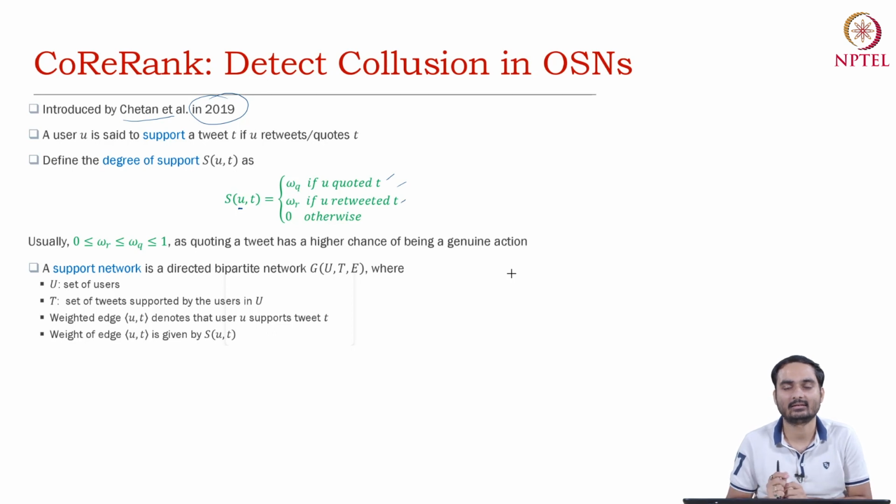Just to reiterate, what is the problem statement here? The problem statement here is to detect collusive retweeters from Twitter.